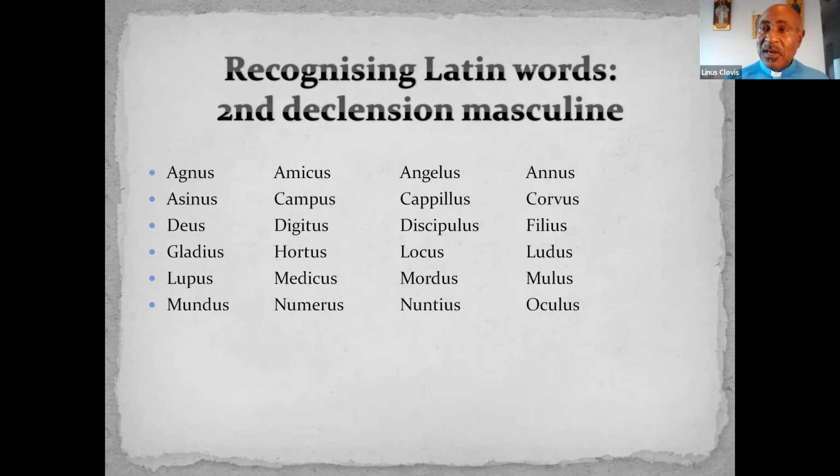Nuncius, which of course we think of as the papal nuncio, so he's a messenger. We get announce from that word. So anyone who carries a message is a nuncius. Oculus, ocular, so that relates to eyes. So oculus is an eye.